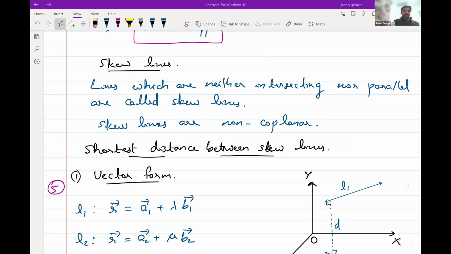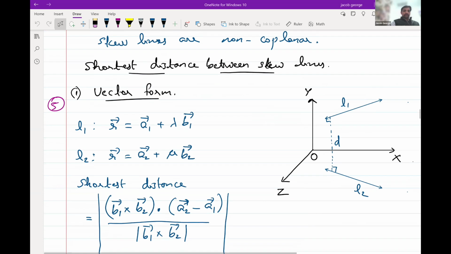This may be the 5-marker. In the 2025 question paper, shortest distance came. The chance is more for this one. He predicted it already. Let's see. So, shortest distance.